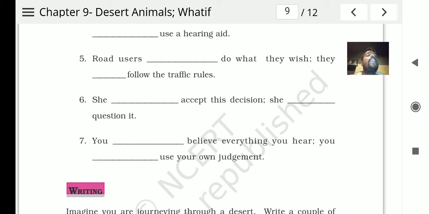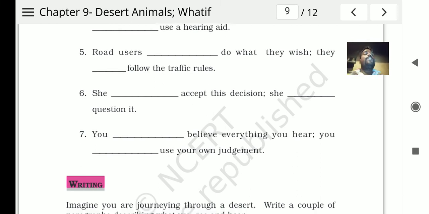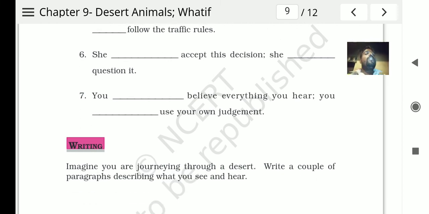She dash accept this decision. She dash question it. She cannot accept this decision. You have to fill up here. She cannot accept this decision. She has to question it. You have to fill up here has to. She has to question it. Okay. Next one we have a seventh one.